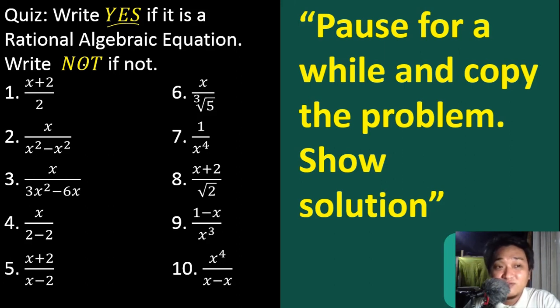So, ang gagawin natin for number 1, write yes if it is a rational algebraic expression, write not if it is not. Ganon. Up to number 10. Alin dito yung rational algebraic expression, alin dito yung hindi.